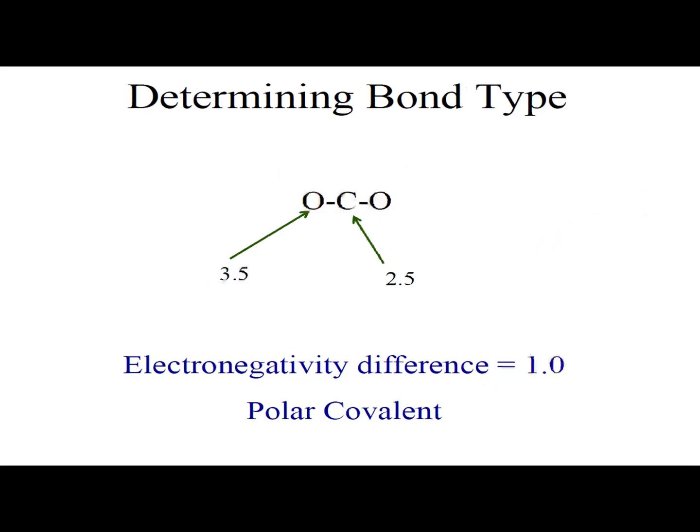Looking at a CO2 molecule, when we define the bond type, we look at individual bonds. We do not look at the entire molecule here. When we look at shape, we'll talk a little bit more about that. And so the bond between one carbon and one oxygen has an electronegativity difference of 1. And so each bond is considered to be a polar covalent bond.